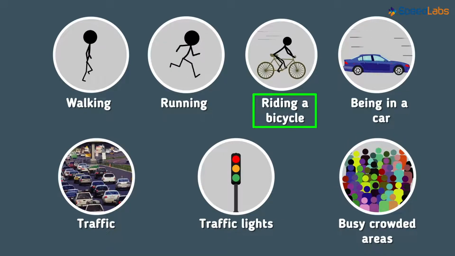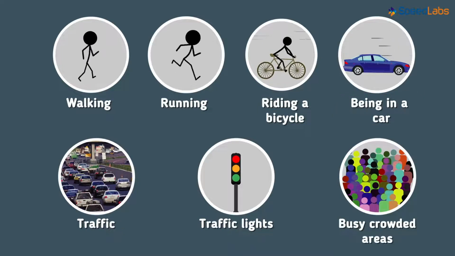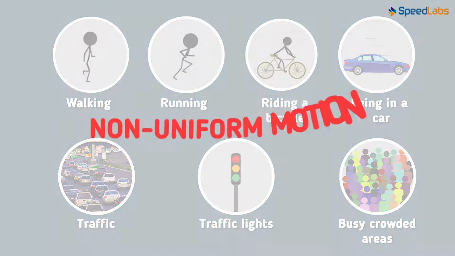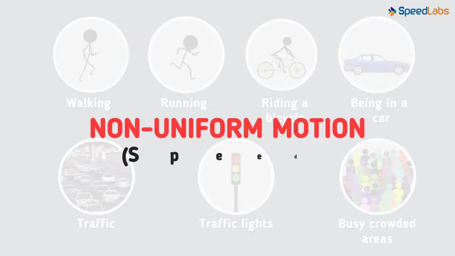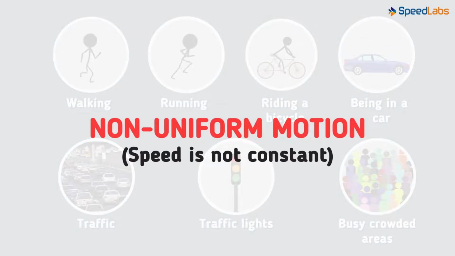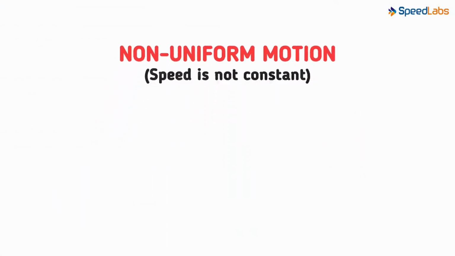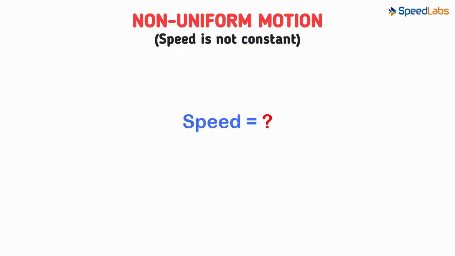The bicycle ride is fast at times and slow at other times depending on which area of the school you're in. Same goes for driving a car. Such cases are examples of non-uniform motion. The speed of the object is not constant. So hang on, can we calculate speed for non-uniform motion?